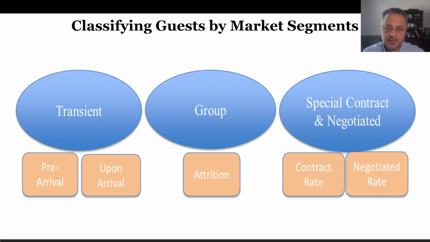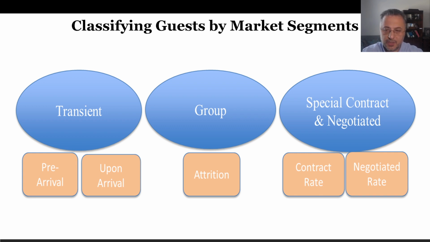Now we have some ideas about how room codes are generated. We also need to understand different classifications of guests by market segments. Guest room sales can generally be classified as being made to one of three major market segments. Transient guests are simply defined as those who are not part of a group or contract sale. For these guests, revenue managers must ensure that effective upon-arrival upsell programs are in place, which we're going to talk about in a minute, at their properties, and that the program's effectiveness is measured and assessed on a regular basis.